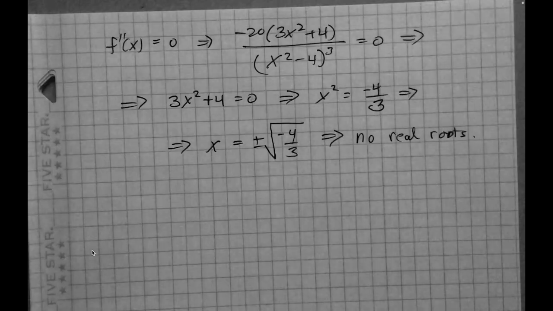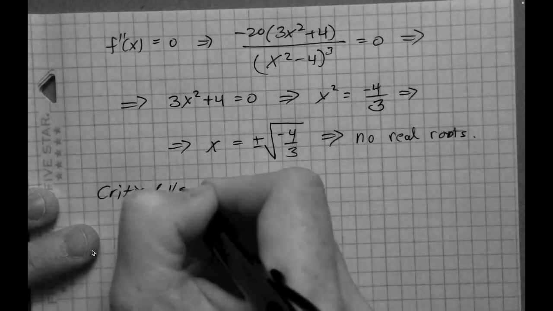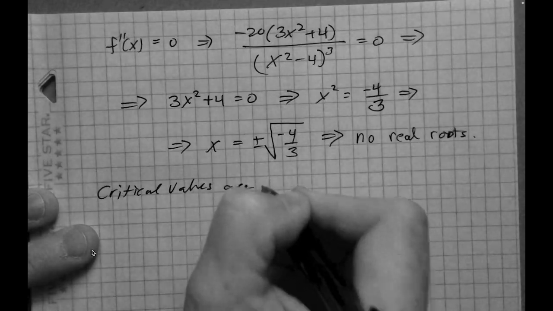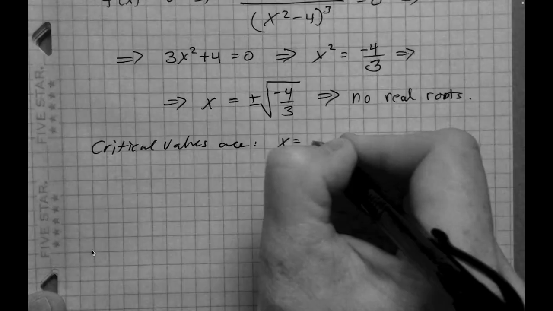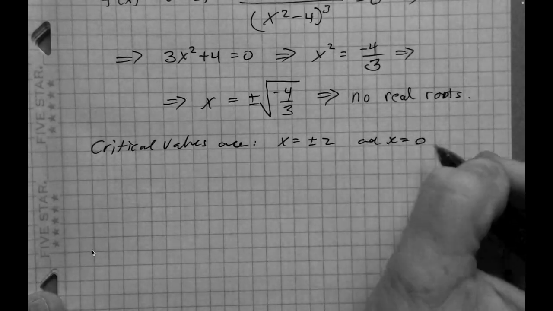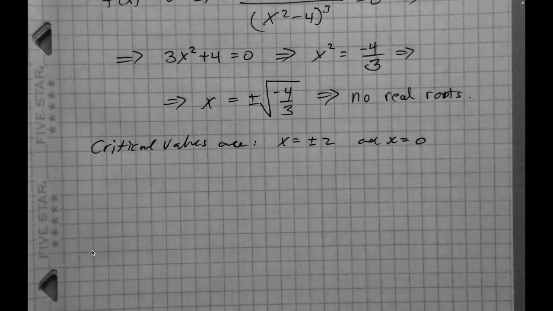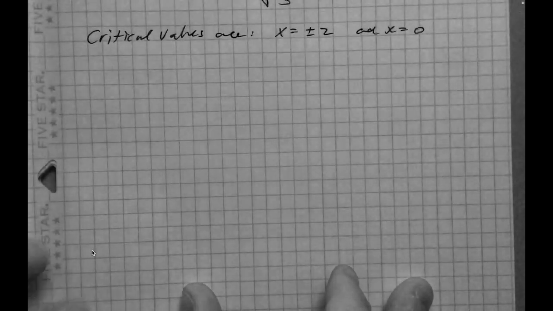All right, so let's summarize what we have here. So we've got a bunch of critical values to look at. So the critical values are what? Well, x equals plus or minus 2, and x equals 0, right? I think that's it. Yes. So we've got 3 critical values. Let's build a table here to work through these.